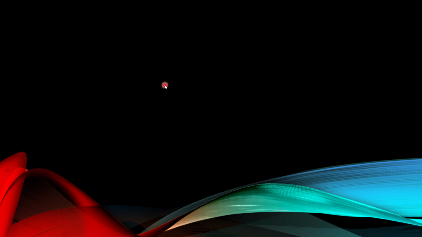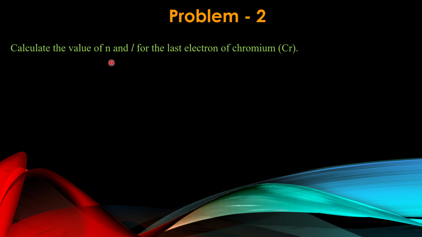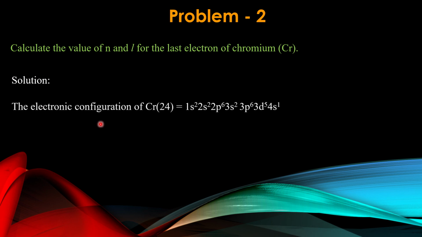Now another problem. Problem 2. Calculate the value of n and l for the last electron of chromium. The orbital is not given. Here the last electron of chromium is given. So you have to find out where the last electron of chromium goes. Look, the electronic configuration of chromium is this. It is an exceptional electronic configuration, 3d5 4s1.